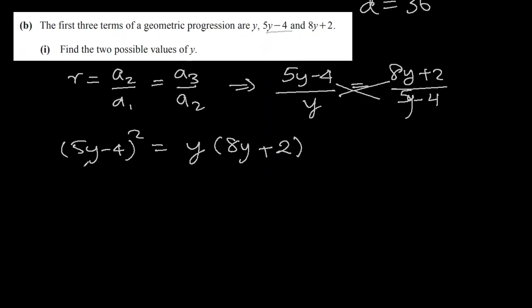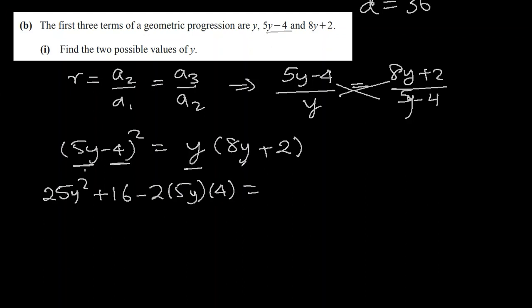So we can use the identity (a minus b) squared in this. I have repeatedly used this identity in this paper solution, so please look at the previous questions. I'm straight away using it. This is a for me, this is b. So 5y is a, its square will be 25y squared. Square of 4 will be 16, minus 2 times 5y times 4, equal to y times 8y, which is 8y squared on the right side, and y times 2 will be 2y.